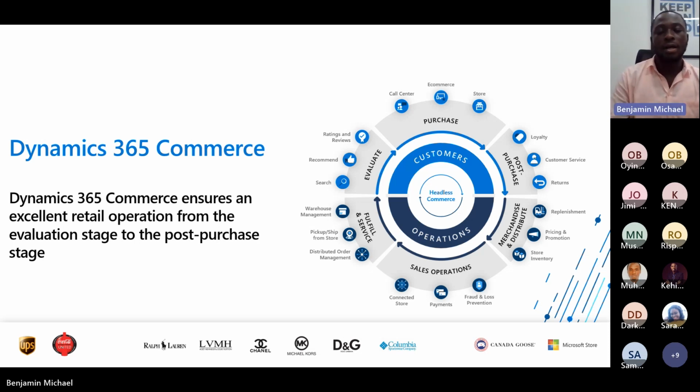And then the intelligent business process. This comprises of the merchandise and distribute stage. This is the stage where you prepare yourself for customers to approach you and carry out business. So you determine the price of your items. You place items on different stores. You create a catalog for your e-commerce platform, and you decide how to replenish your items as items go out of stock. Then the sales operation stage.